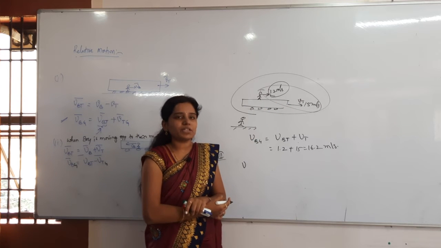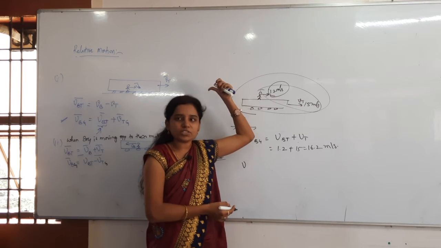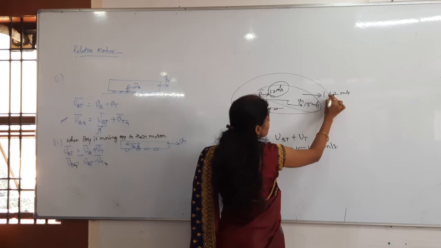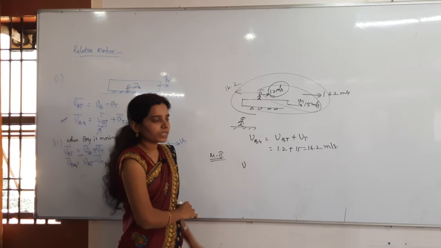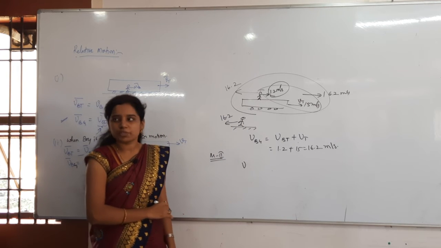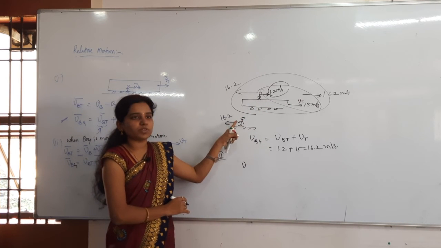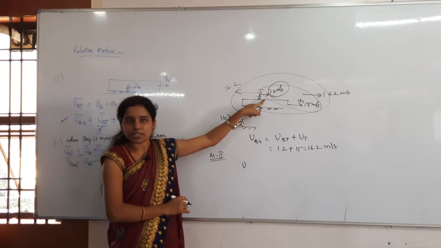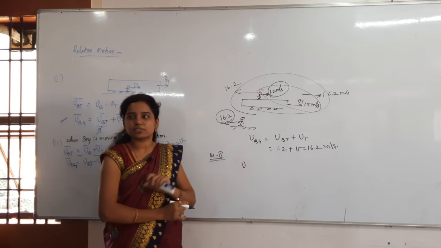16.2. I want to make everything at rest, so what do I have to do? I have to apply the same velocity in the opposite direction. So in this direction 16.2 is there, 16.2 meters per second. I have to apply the same velocity in the opposite direction. If I apply the same velocity here, then here also I have to apply. How much is that? 16.2 meters per second. Now this entire system is at rest. Now this man is moving, relative to what? The train and man system. Correct? So how much velocity are you applying in the opposite direction? 16.2, that is the answer.